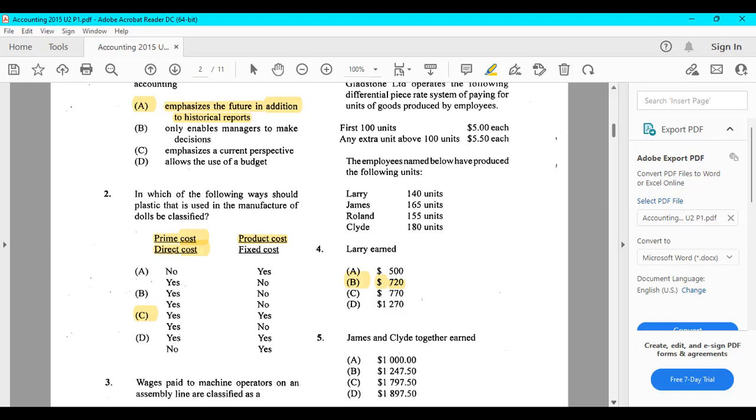So you go ahead now and you calculate Clyde. Clyde produced 180 units. First 100, that's $500 because it's $5 times 100 units. 80 in excess times the $5.50 is going to give us $440. Add that to the 500, you get 940. We need James and Clyde together. So the 940 for Clyde plus the $857.50 for James will give us $1,797.50, which is C. So that's how much James and Clyde earned together.